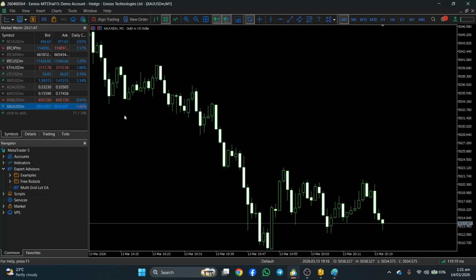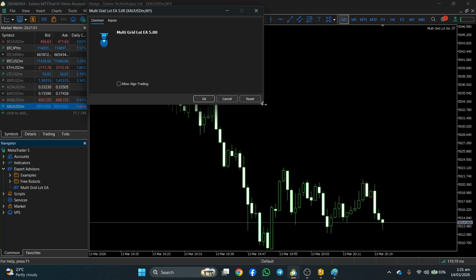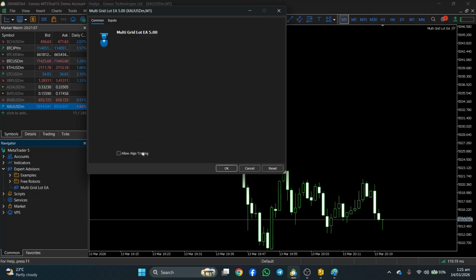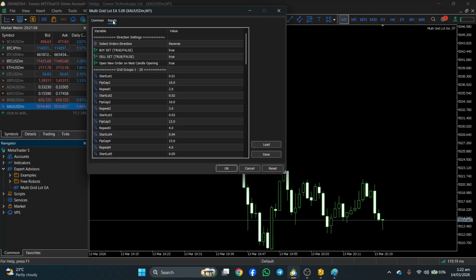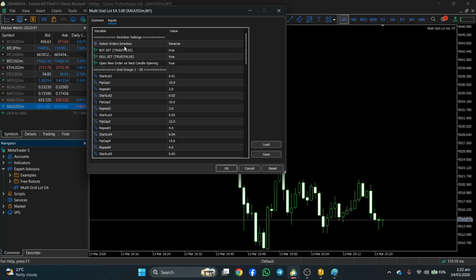So today I'm going to describe a new build EA in my projects. What I'm going to share is the multi-grid EA. What this EA is actually doing is a very simple task. We will allow algo trading. Here in inputs you can see order direction. This is a simple martingale grid EA.